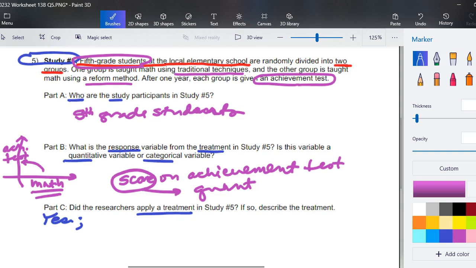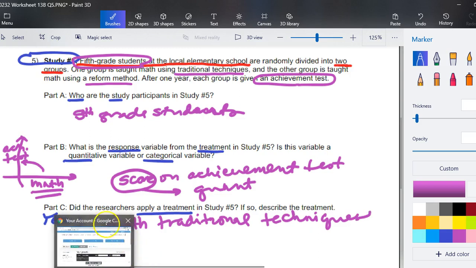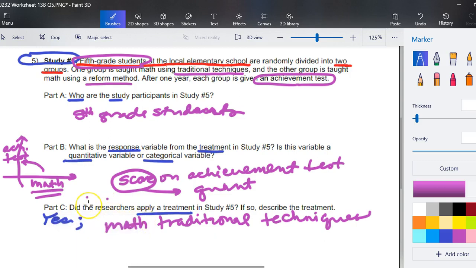Did they apply a treatment? Yes. And the treatment would be that some students received math using traditional techniques, but the other group had math using a reform method.